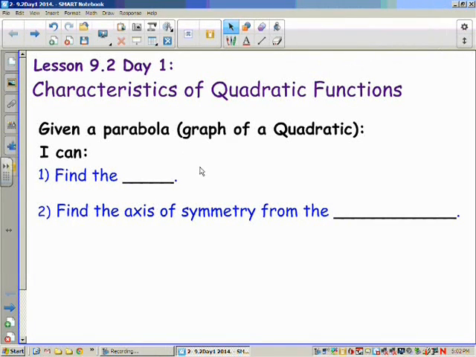Now we're ready to look at lesson 9.2, day 1, characteristics of quadratic functions. Given a parabola, again that's the graph of a quadratic, I can find the zeros and find the axis of symmetry from the vertex or zeros.